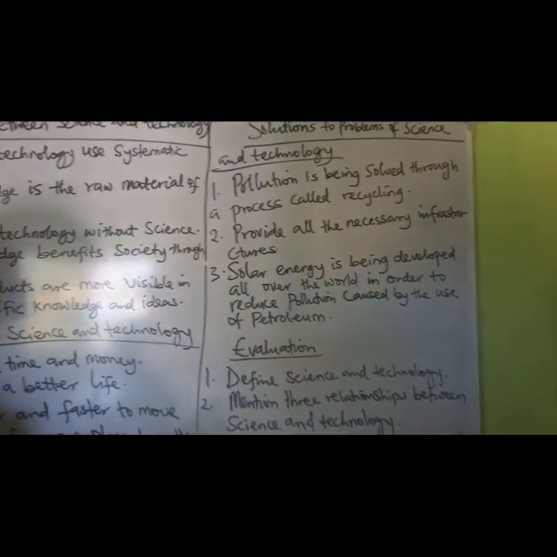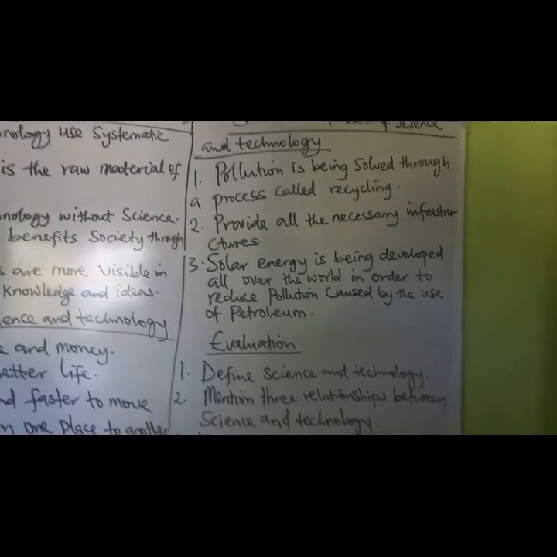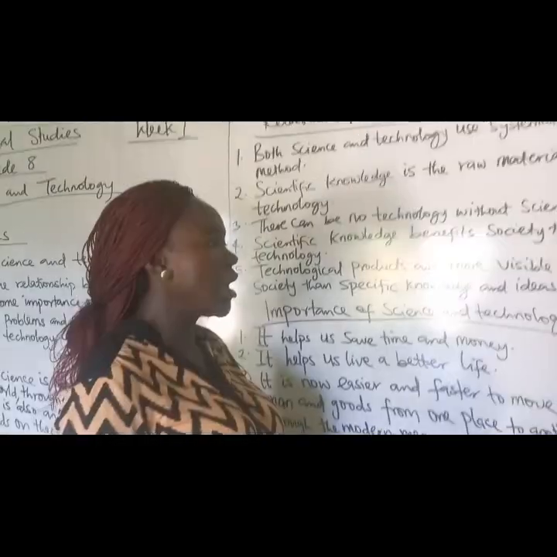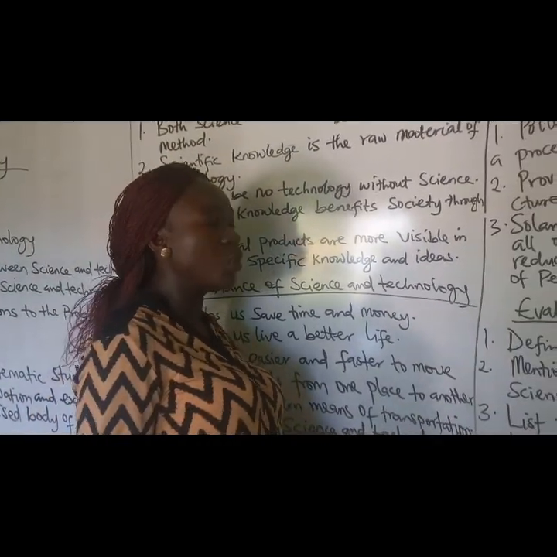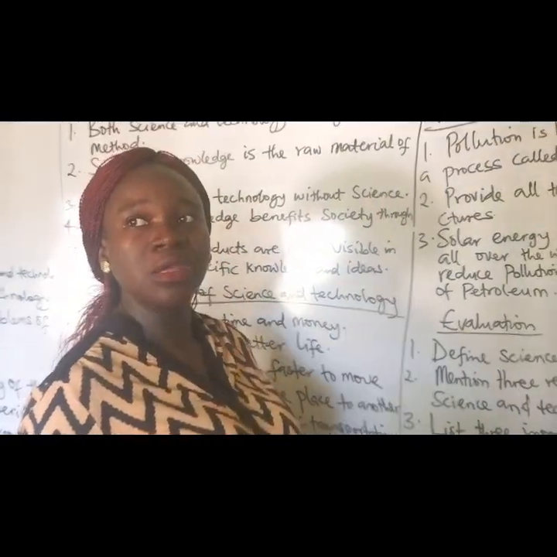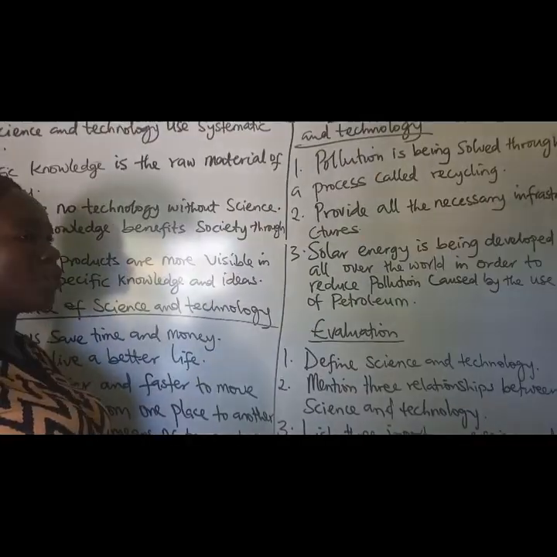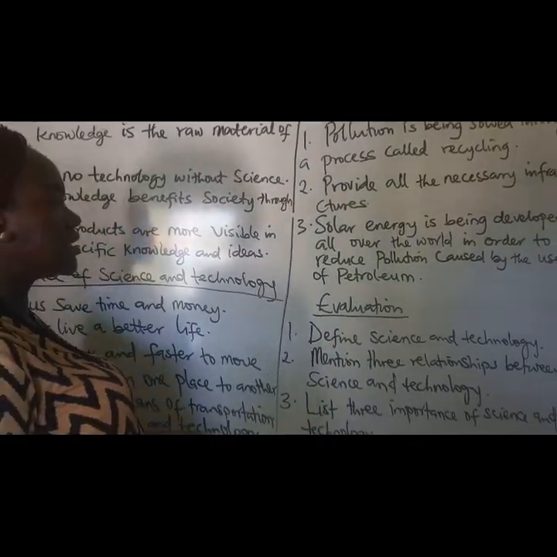The third thing is that solar energy is being developed all over the world in order to reduce pollution caused by the use of petroleum. So it's another way to solve the oil spill or pollution of the air caused by the use of science and technology.